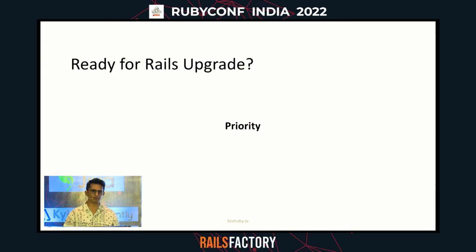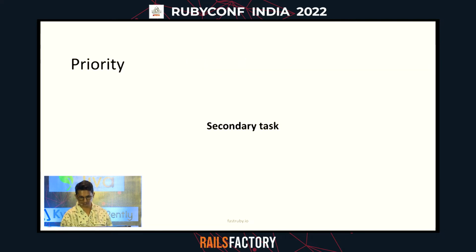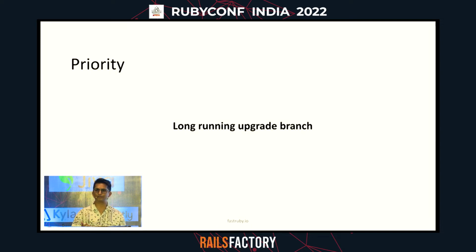And another important one is priority. Is the Rails upgrade a priority for you? It can't be a secondary task, guys, because that leads to long-running upgrade branches, right? Think about it. If you have a developer who's working on the Rails upgrade with a secondary mindset, that means you work on the main features and do upgrades whenever you have some time. It just can't work out like that, because that developer will end up rebasing or resolving merge conflicts all the time, and that branch will be left behind long ago.